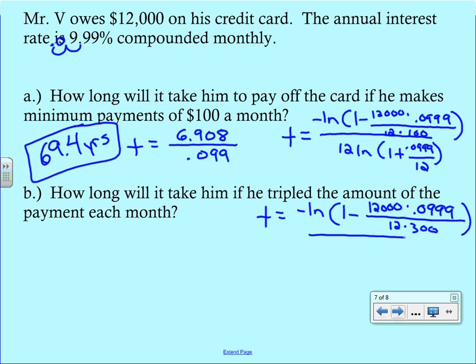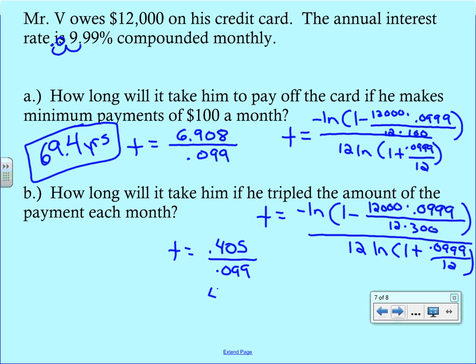I'll give you what that answer is to the top in a second. I have my 12 natural log of a 1 plus 0.0999 all divided by 12 here as well. When I put those in my calculator, I wind up with a 0.405 all divided by a 0.099, or this one would only take me 4.07 years. So look at what a couple hundred extra a month will do when you have a little bit of credit card debt.